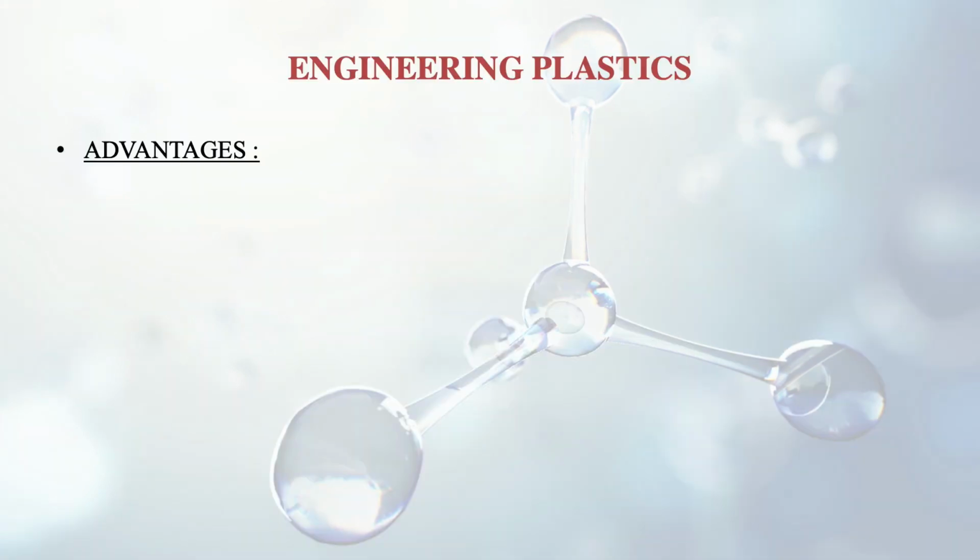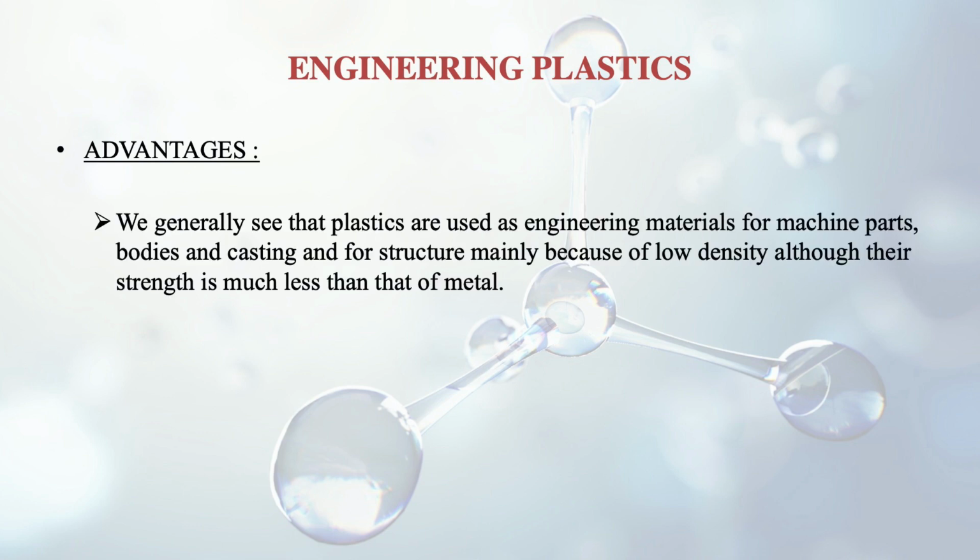So after discussing the rubber, we will see what plastics can be used for engineering purposes. They are named engineering plastics. So what are the advantages of these engineering plastics? They are used as engineering materials for machine parts, bodies and casting, and for structures, mainly because of low density, although their strength is much less than that of metal.